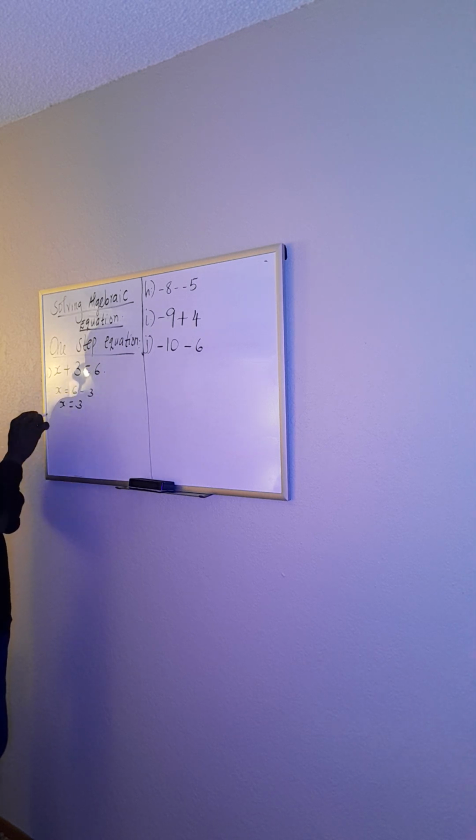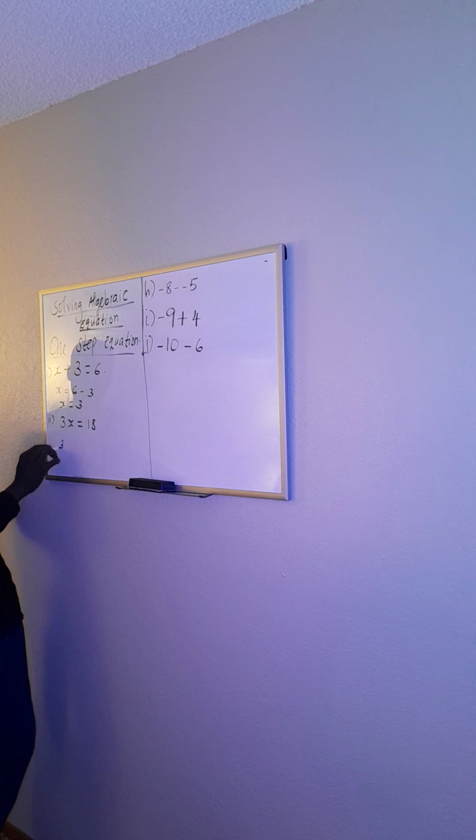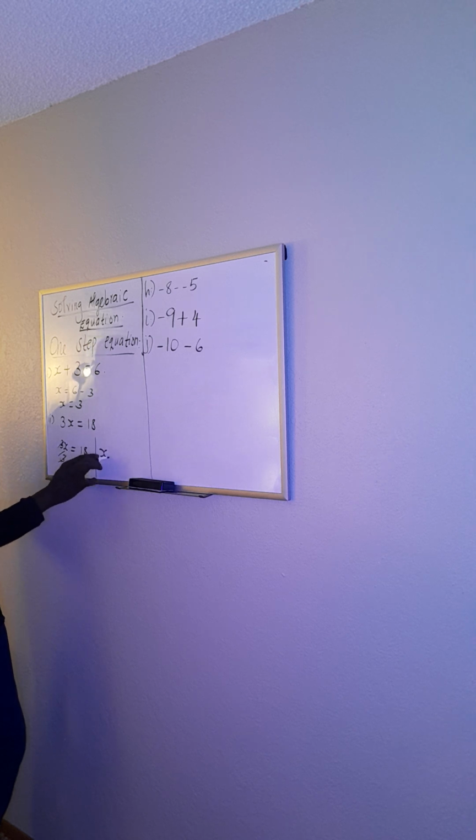What if I have, from number 2, 3x = 18? So I'm solving 3x = 18. It's just one step. Divide both sides by 3. You see? Another one-step equation.